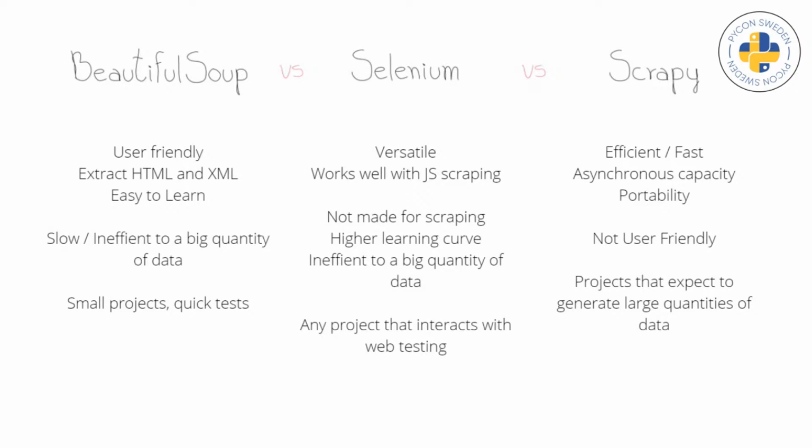We also have Selenium. Selenium is versatile. Why is that? It was created to do web testing, and that's its main goal. But it's also possible to do web scraping with it, so that's why it's versatile. If you want to work with web testing and also web scraping, it would be good to use it, because then you have two purposes in just one tool.